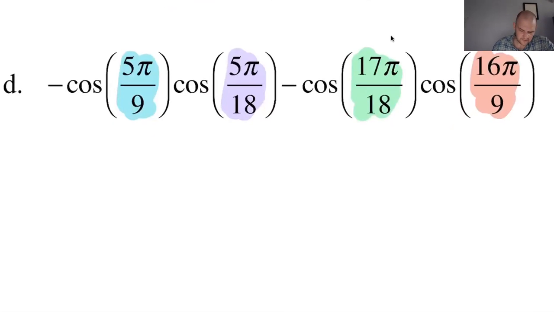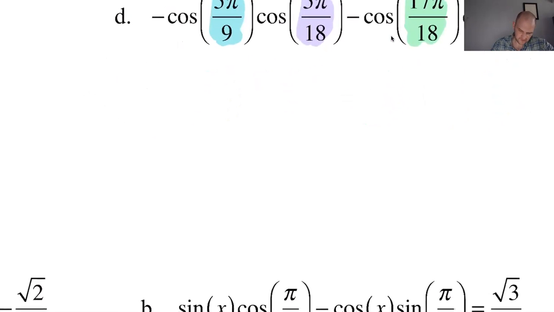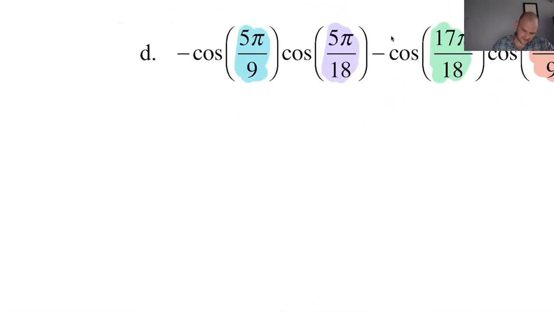So when in doubt, which I'm definitely in doubt right now, what I like to do is rewrite everything in terms of reference angles. So I'm going to, how much room do I have? I'm going to do it kind of over here and say the cosine of 5 pi over 9. So what is the reference angle of that?